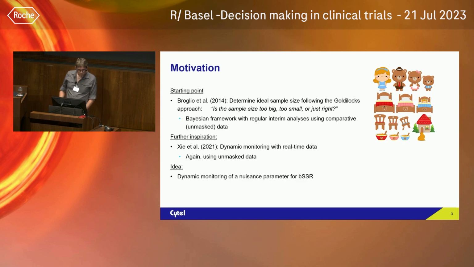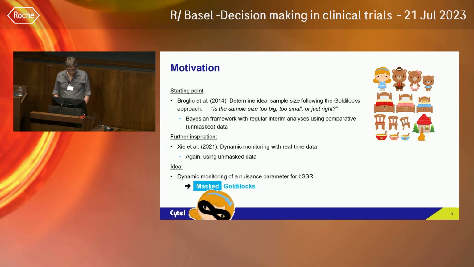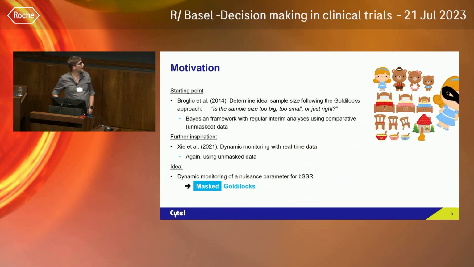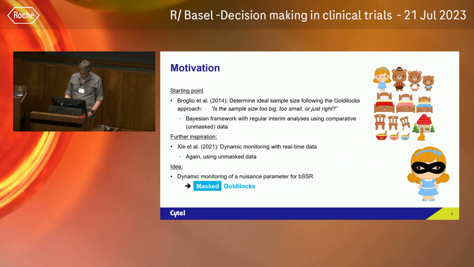So our idea was to use dynamic monitoring of a nuisance parameter throughout a clinical trial for blinded sample size re-estimation. So the naming of this approach or application was relatively straightforward. So, masked Goldilocks. And it's also relatively easy to find a logo. So please welcome our superhero, masked Goldilocks.